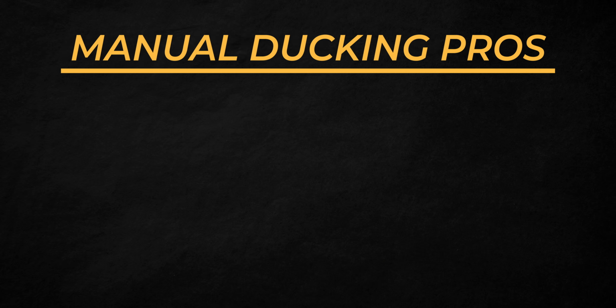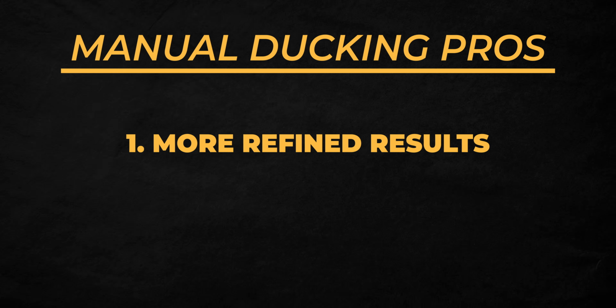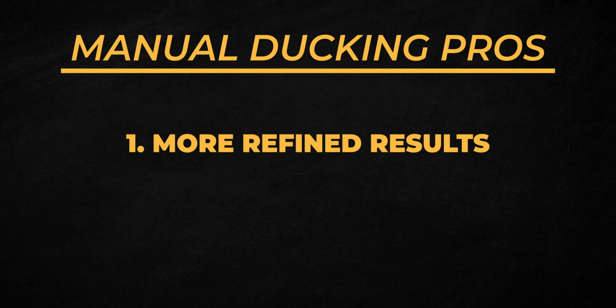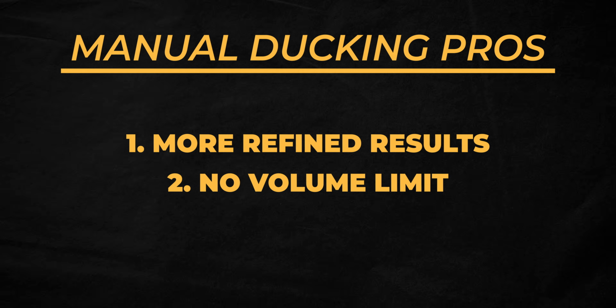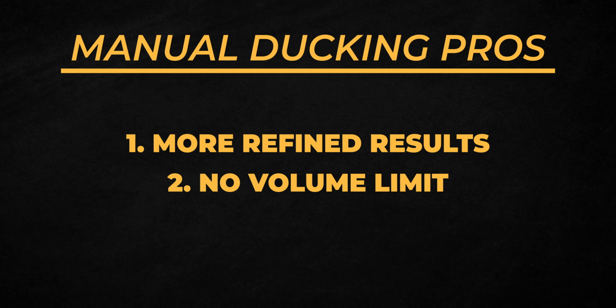So now that you've seen how manual ducking works, let's talk about the pros and cons. Starting with the pros. The biggest advantage is that you get more refined results. You're in complete control of every single duck. That level of customization just isn't possible with the auto method. You also have full control over how much the music ducks. With auto ducking, you're capped at that -18 dB. With manual, you can go as low as you need.